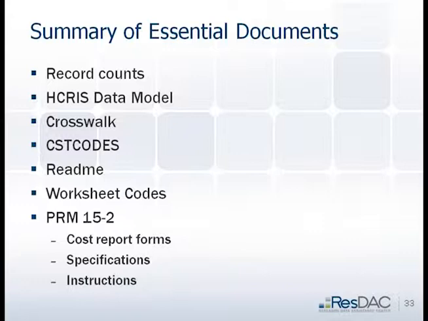So just in summary of the essential documents, the record counts are essential. Okay, so I said data model, but I'm going to change my mind and say the SQL document is essential. That's the text document that outlines the variables, the order, the length, and the type. The Crosswalk file is essential, cost codes, the Readme file, worksheet codes, and then the provider reimbursement manual. I think the whole thing is essential for us to work with the data.